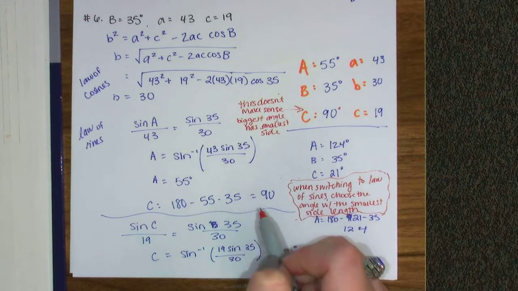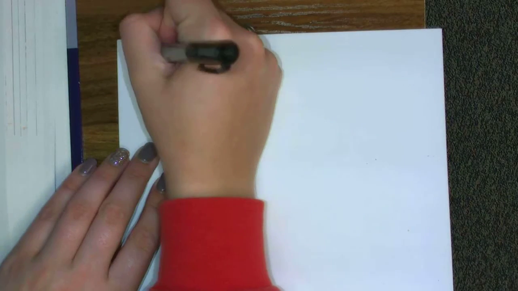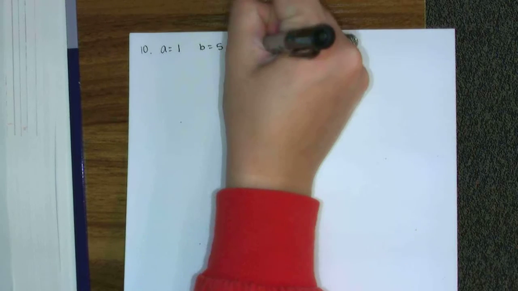So we're going to do another one so that I can fix what I just said and do it correctly for you. So, I need to get my marker back. Okay, let's do another one. Number 10. We're told that A is equal to 1, B is equal to 5, and C is equal to 8.